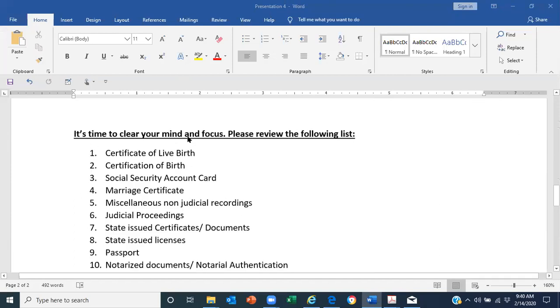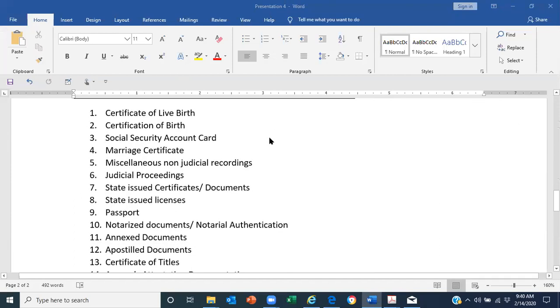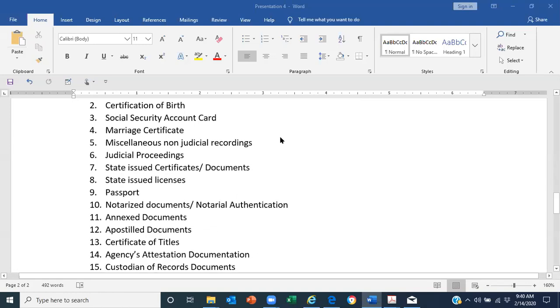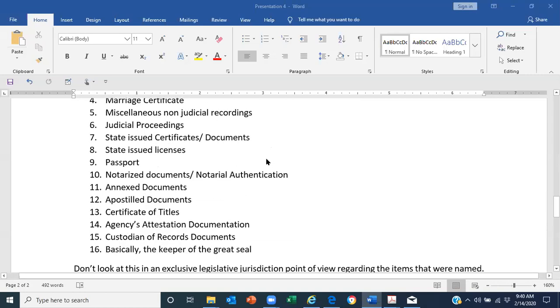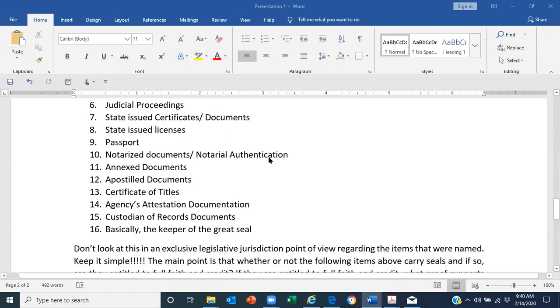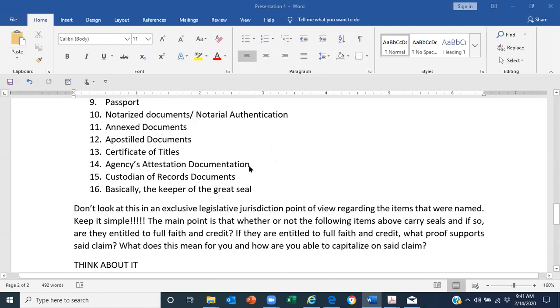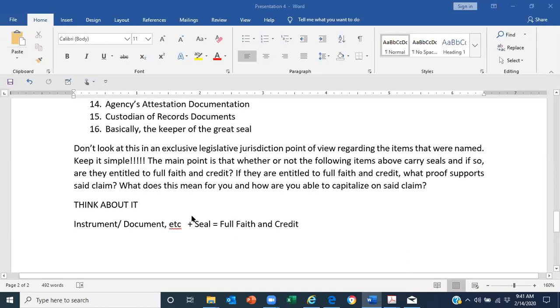Okay. So it's time to clear your mind and focus. Please review the following list. Certificate of live birth, certification of birth, social security account card, marriage certificate, miscellaneous non-judicial records, recordings, judicial proceedings, state-issued certificates/documents, state-issued licenses, passport, notarized documents/notarial authentication, annex documents, apostille documents, certificate of titles, agency attestation documentation, custodian of records documents, basically the keeper of the great seal. Okay, so don't look at this from an exclusive legislative jurisdiction point of view regarding the items that were named. Keep it simple.